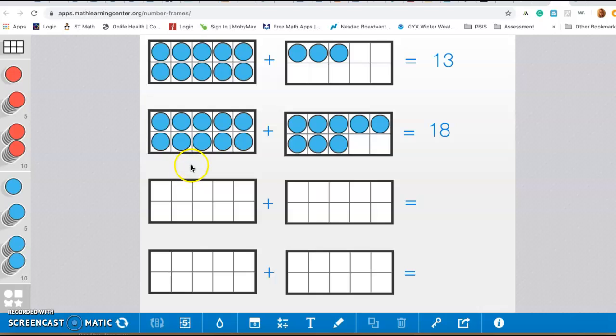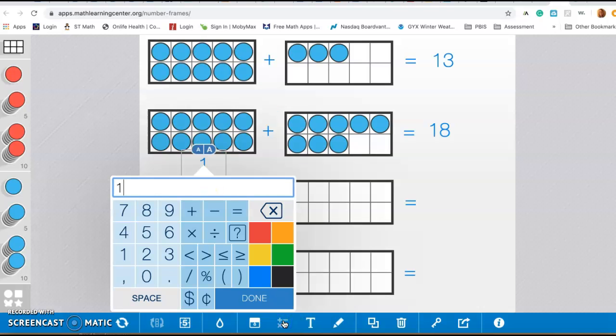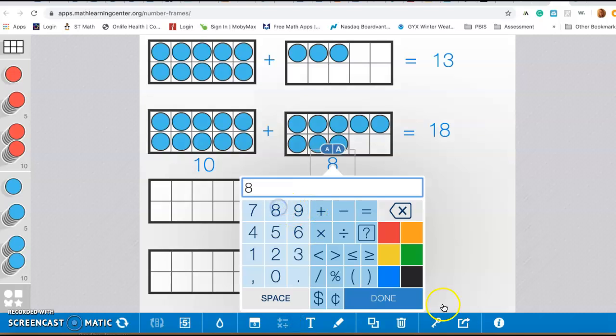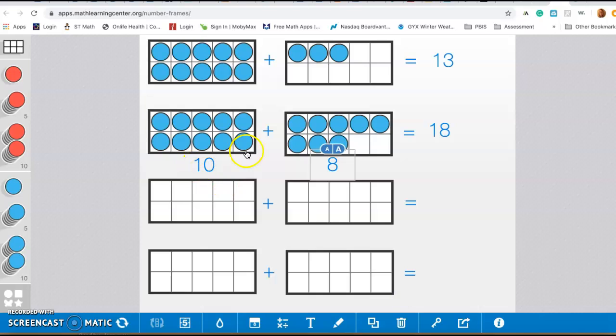Now here, you might notice, as we said, this was 10, so I'm going to put the number 10 underneath there. So we know that that's 10. And then over here, we have 1, 2, 3, 4, 5, because that whole top row is filled in, and that top row is 5. So 5, 6, 7, 8. So I'm going to put the number 8 there. So we can see that 10 plus 8 more is 18.